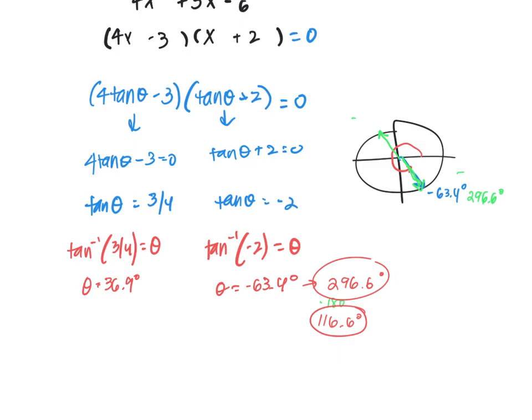And then for tangent theta equals 3/4, 36.9 would be somewhere over here. And tangent is positive in quadrant 1 and also in quadrant 3. And so we can add 180 to get our other answer, 216.9. So we ended up with 4 different answers. And you'll have to check that when you do these problems. All right, that is it for section 5.3.